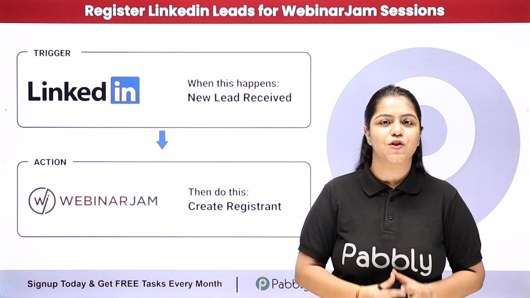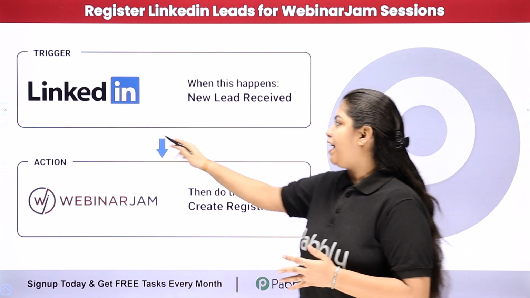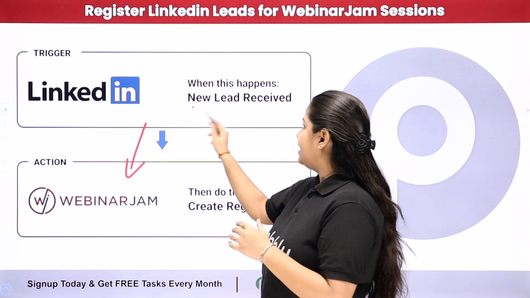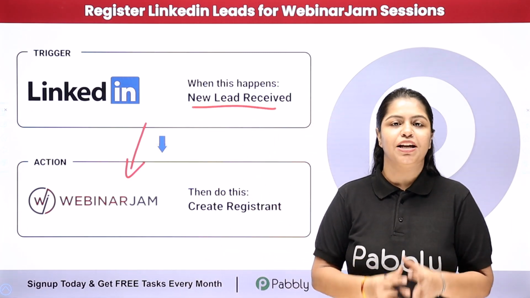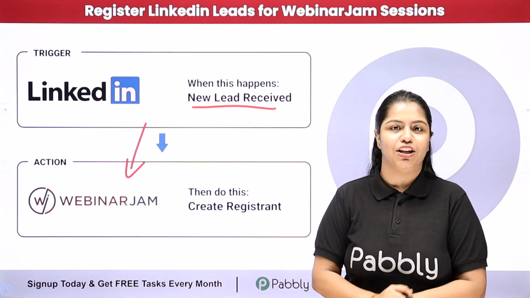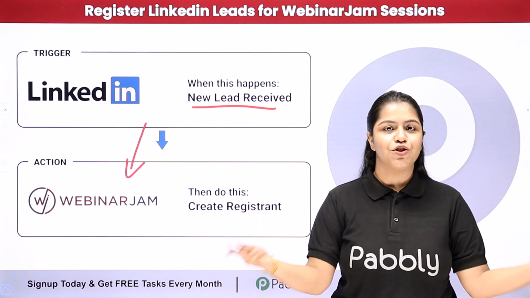So to do this, I'm just going to simply create a connection between LinkedIn and WebinarJam in such a way that whenever we're going to receive a new lead from LinkedIn, automatically a registrant will be created in my WebinarJam with the same lead details. So to do this, we are simply going to create this connection. And how are we going to create that connection?